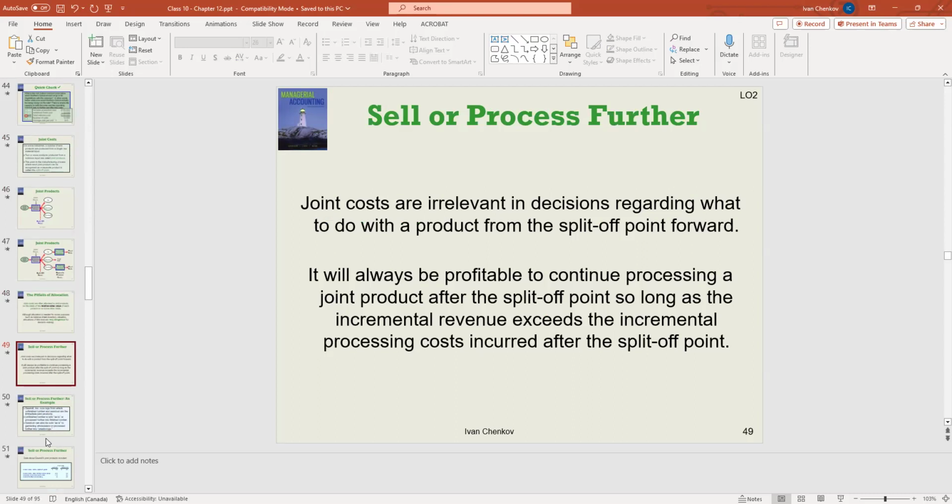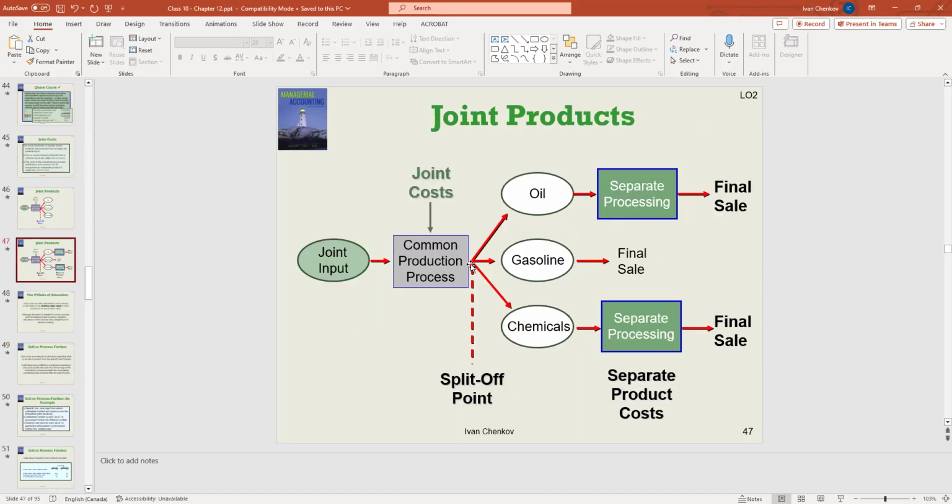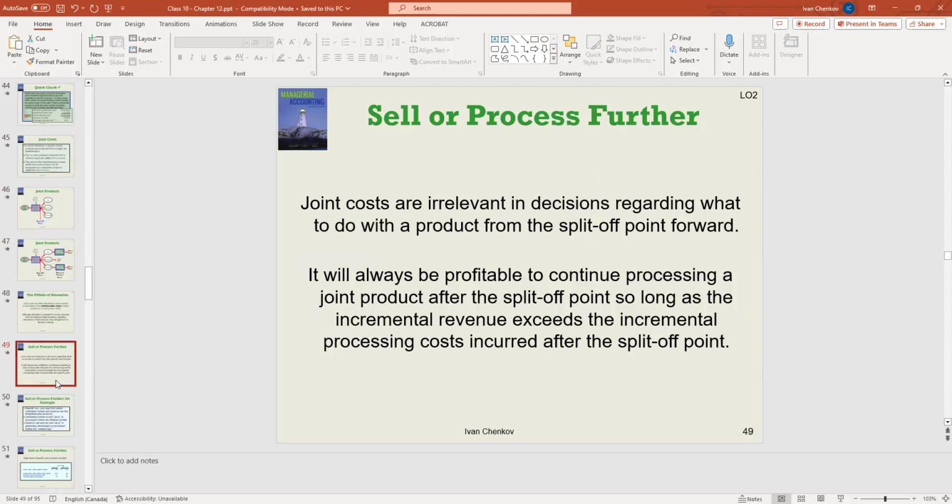It will always be profitable to continue processing the joint products after the split-off point, as long as the incremental revenue is higher than the incremental cost. Again, after the split-off point, not before.